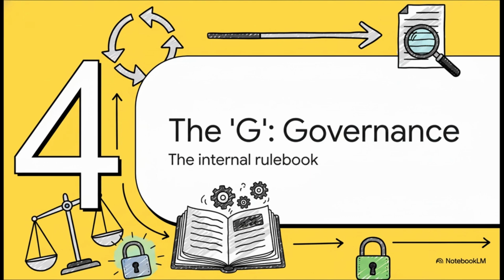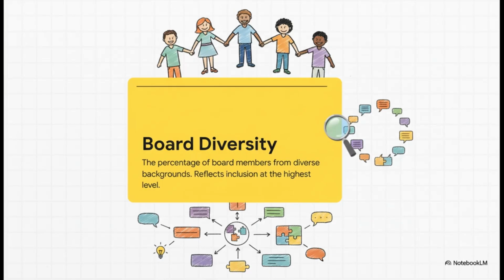So if E is about the planet and S is about people, G is about the internal rulebook. It's the whole system of checks and balances that's supposed to make sure a company is run ethically and with transparency. A really important governance metric is board diversity.